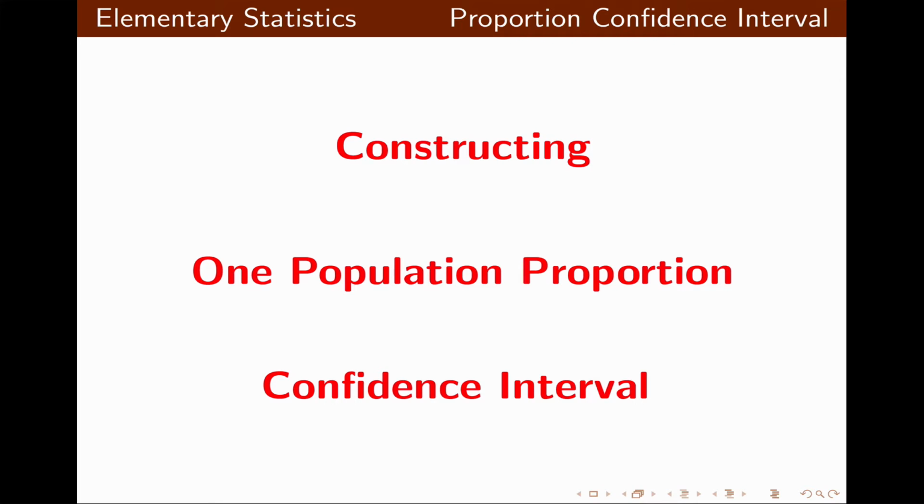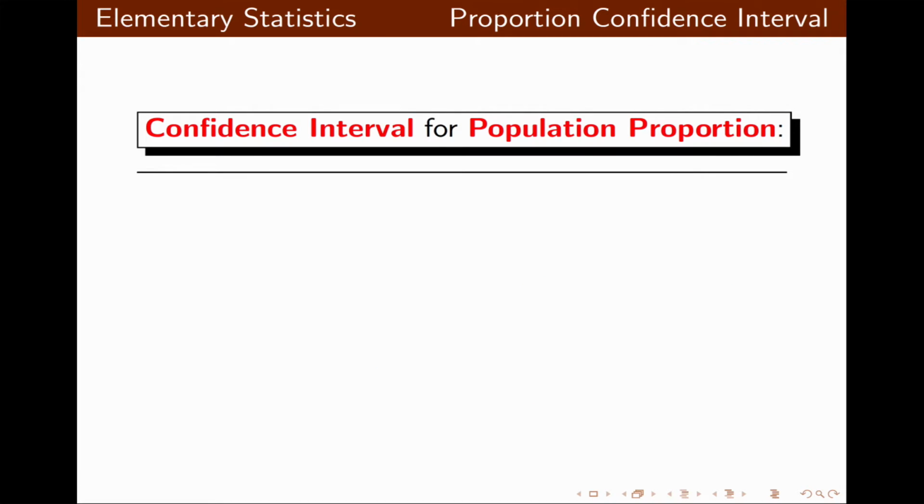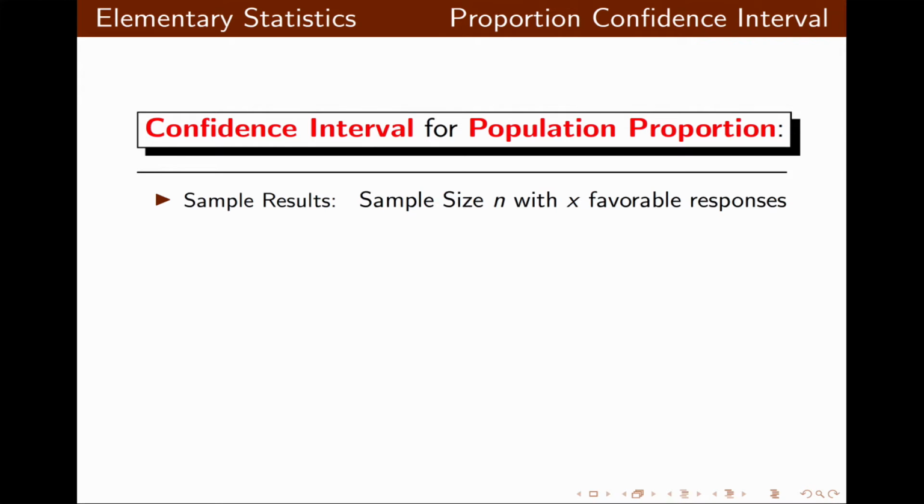In this presentation, we're going to go over constructing one population proportion confidence interval. To find a confidence interval for population proportion, we start by collecting data. N would be the sample size and X would be the number of favorable responses.